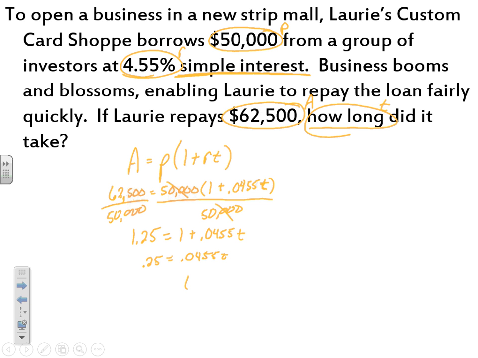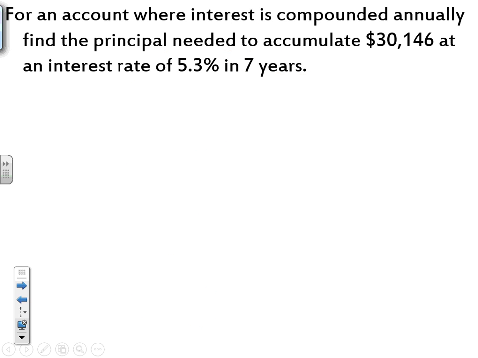0.0455t, and then divide both sides by 0.0455, and the time would be about 5.495 years. I think that's close enough to say that we could probably say about 5.5 years for time. So they borrowed $50,000 at a 4.55% interest rate, and if they paid back $62,500, it took them about 5.5 years to pay off their loan. Not too bad, actually, considering the amount of money that was borrowed.